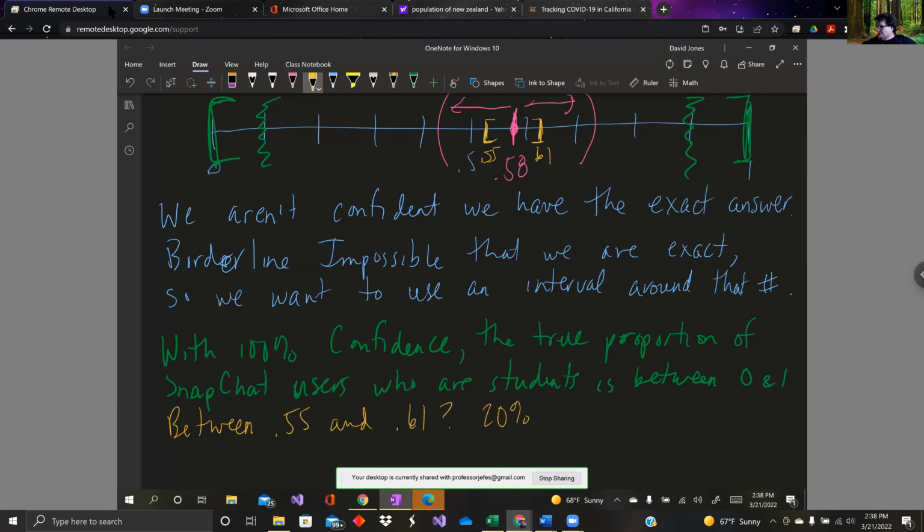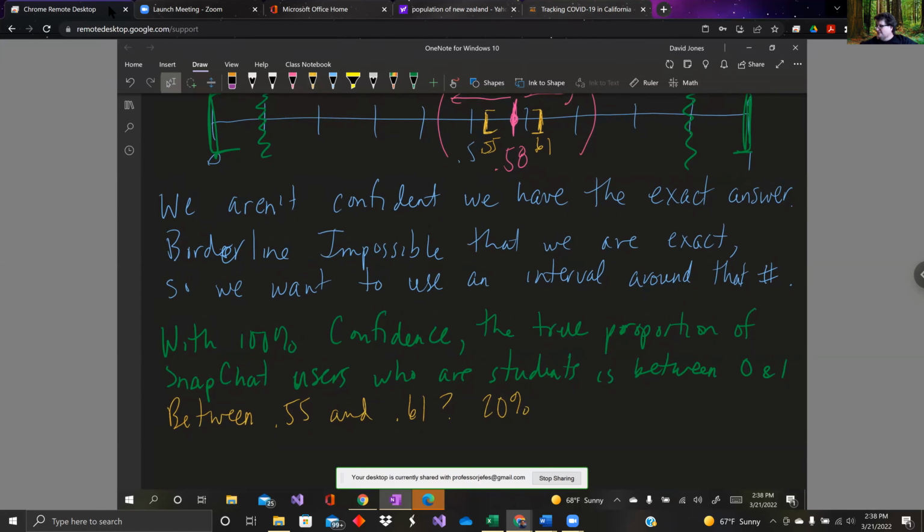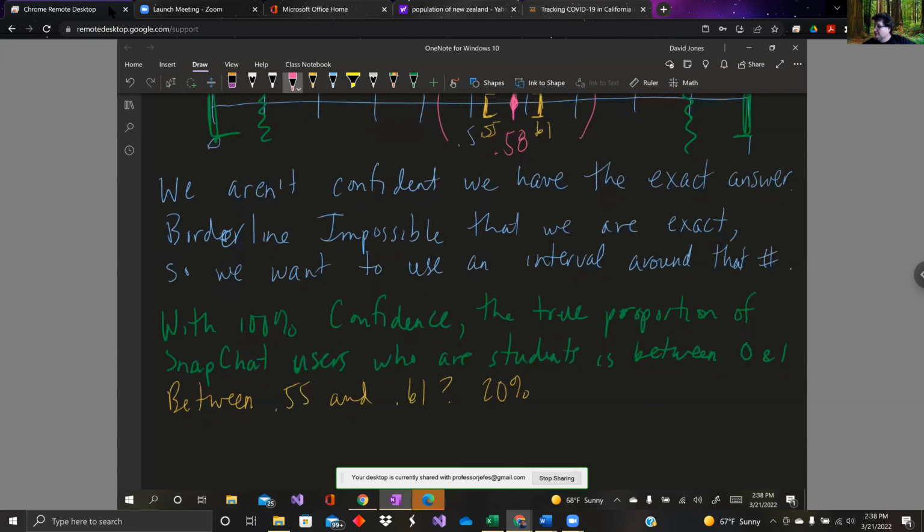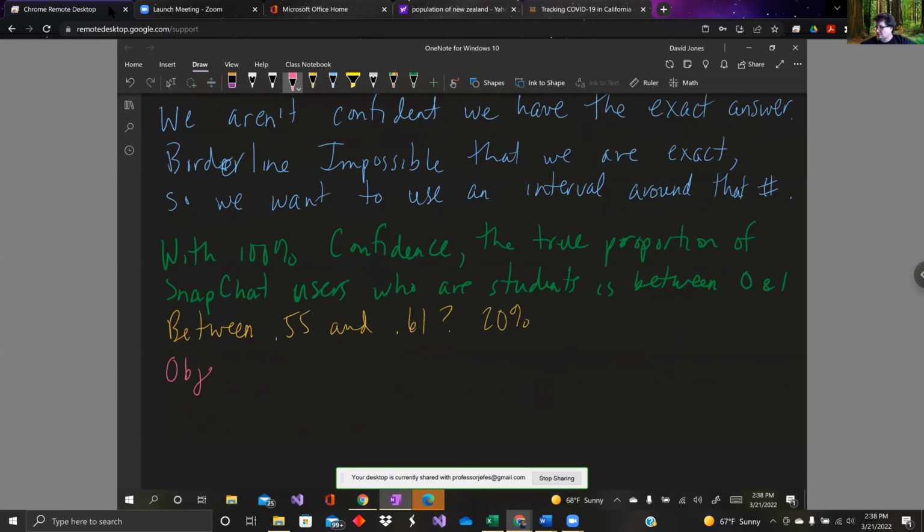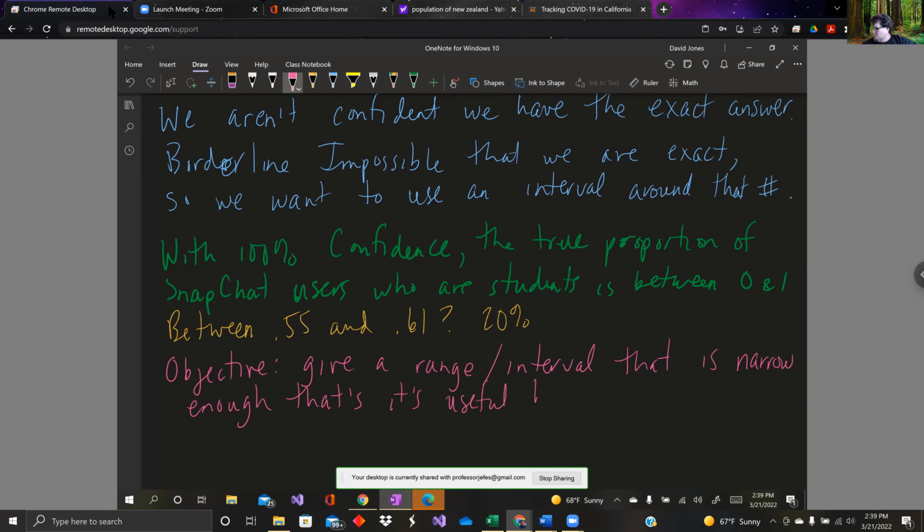So how do we go about checking and figuring all this stuff out? We want to give a range. So the objective: give a range, or interval, that is narrow enough that is useful, but not so narrow that it's unreliable.